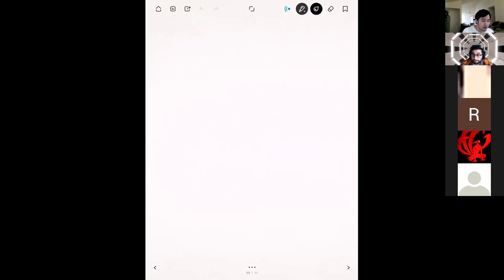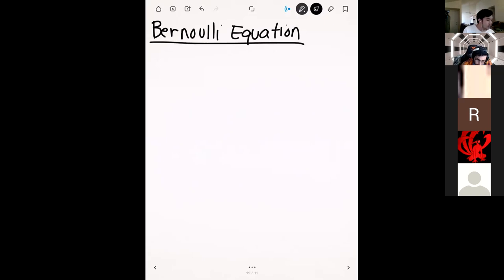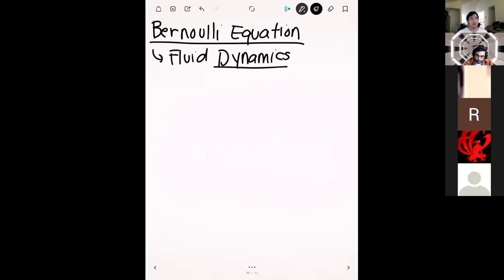Okay. And so our first foray into this is with the Bernoulli equation. The Bernoulli equation is kind of a big paradigm shift from what we've been doing before, because now we're going to be considering only fluid dynamics. Dynamics is kind of the opposite of fluid statics, where statics is fluids that are staying still. Fluid dynamics are fluids that are in motion.